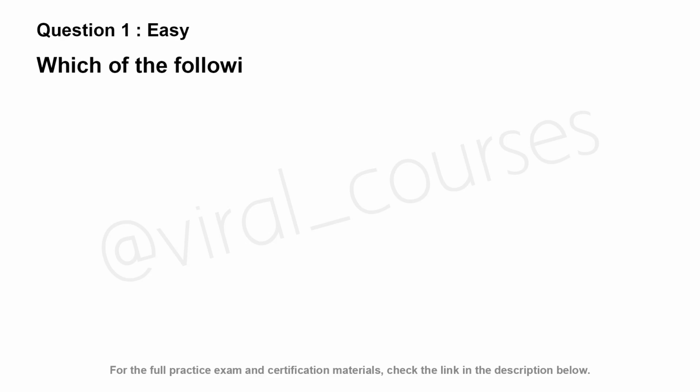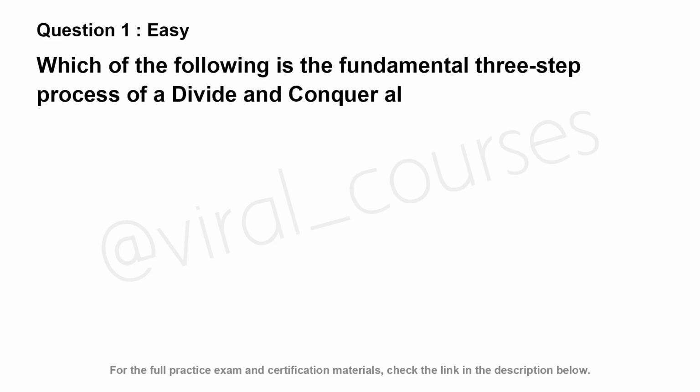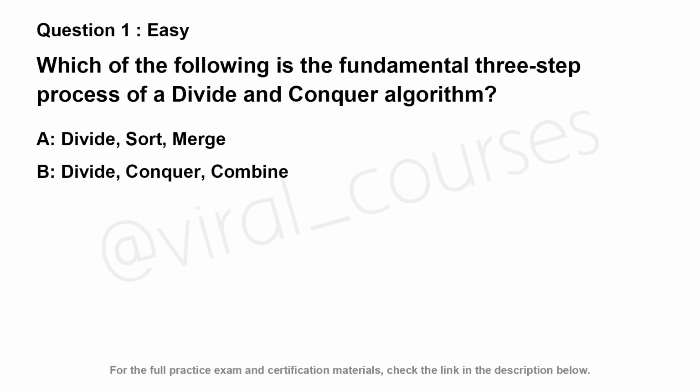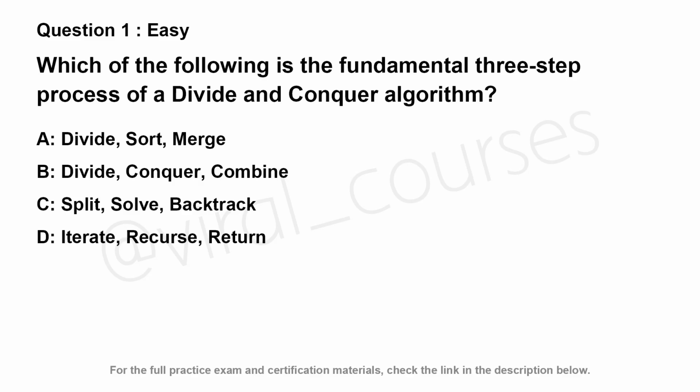Which of the following is the fundamental three-step process of a divide and conquer algorithm? Option A, divide, sort, merge. Option B, divide, conquer, combine. Option C, split, solve, backtrack. Option D, iterate, recurse, return.